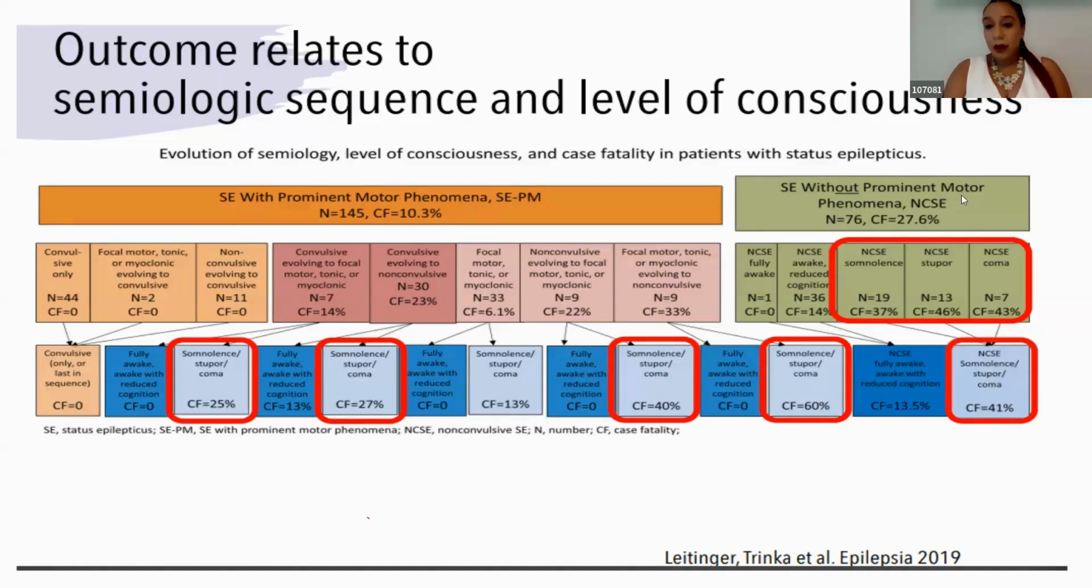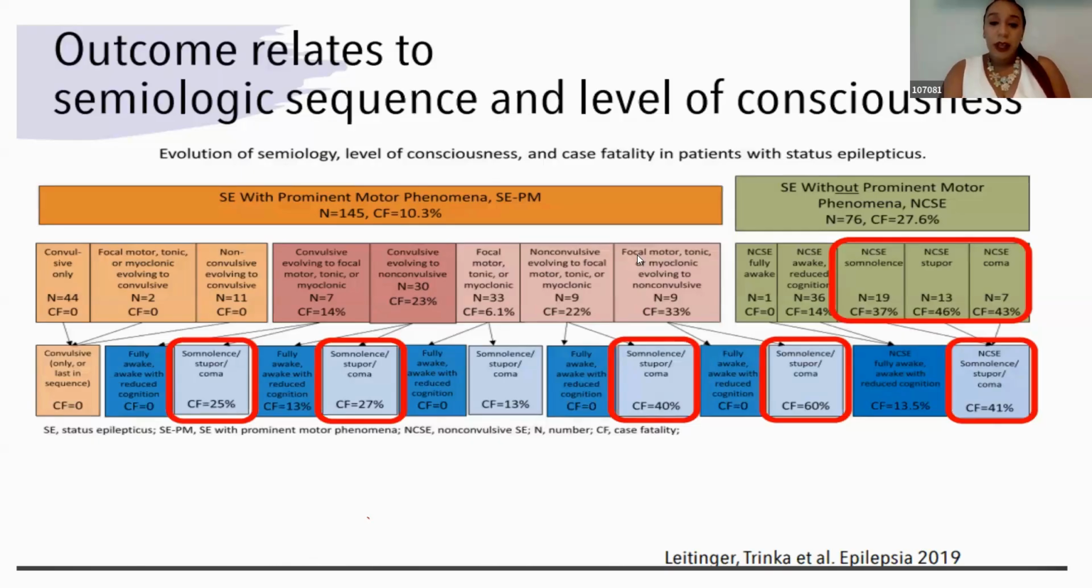And then when we look at our patients without prominent motor phenomenon, again, the number that they used is only 76 patients, but we can extrapolate data from that. Their case fatality is 27.6%. So if they come in with non-convulsive and they're somnolent, and they become more somnolent, their case fatality goes up to 41%, right?